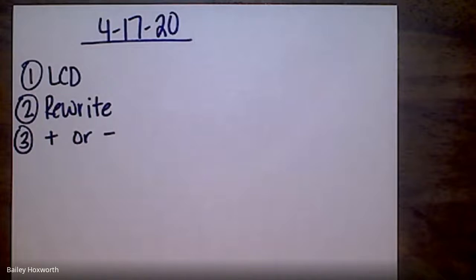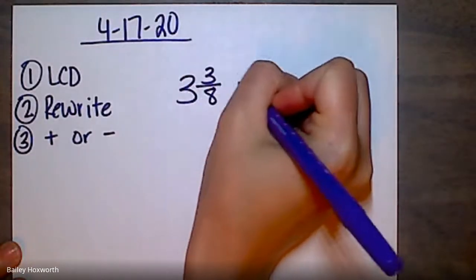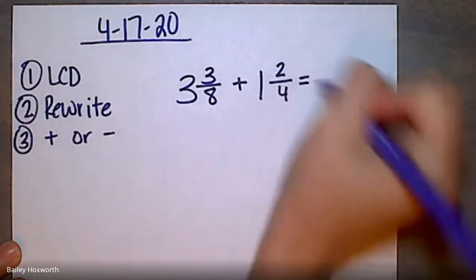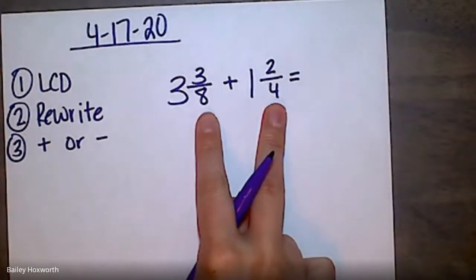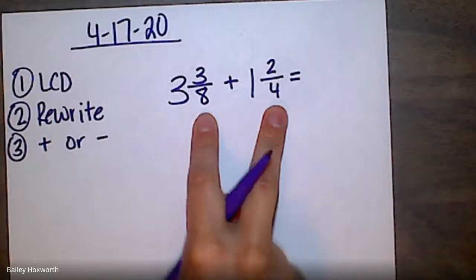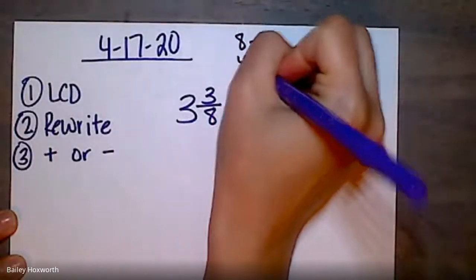Let's go. Okay, 3 and 3/8 plus 1 and 2/4 equals. Do I have common denominators? No, I don't. Find the LCD. Find the LCD by doing what? Writing its multiples. So I have 8, I have 4.